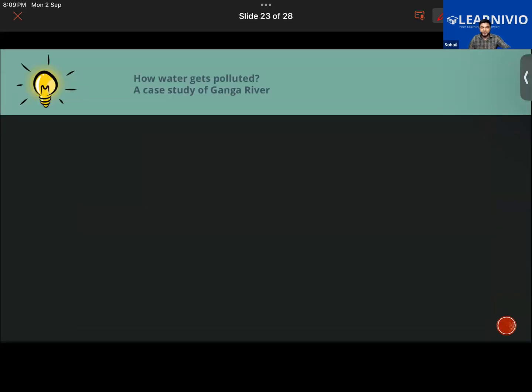Now we are going to have a special look at the case of the river Ganga, and then we'll talk a little bit about the river Yamuna also, because that is also very much polluted. Talking about the river Ganga, isn't it the longest river in India? Yes, it is. Let me just tell you a few facts about this. The Ganga River is the longest river in India, with a length of about 2,520 kilometers, if I'm correct.